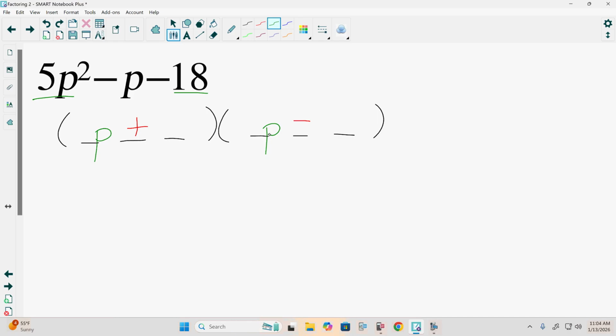Now we can also look at the factors of the leading coefficient, the number with our p squared, which is 5: 1 and 5. For most of the ones we've worked today, that's the only set of factors. It only had 1 and 5, 1 and 7. So we can just put the 5 in one and the 1 in front of the other and get this here. Factors of 18: 2 and 9, 3 and 6. Which one do we want to try first? 2 and 9?